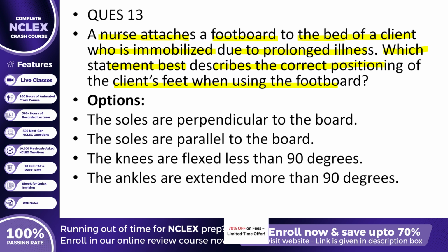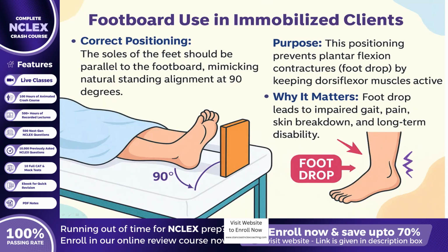The correct answer here is option 2. The soles are parallel to the board. This is correct because the main purpose of a footboard is to maintain the feet in a functional position that mirrors normal standing alignment. In a natural standing posture, the soles of the feet are flat on the ground, with the ankles at 90 degrees and toes pointing upward.